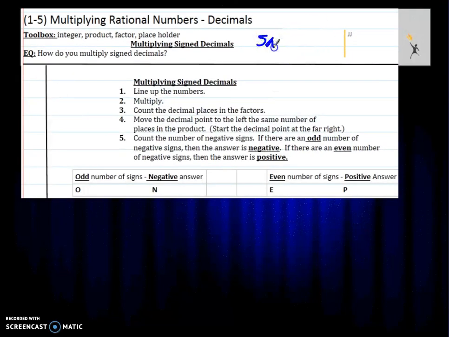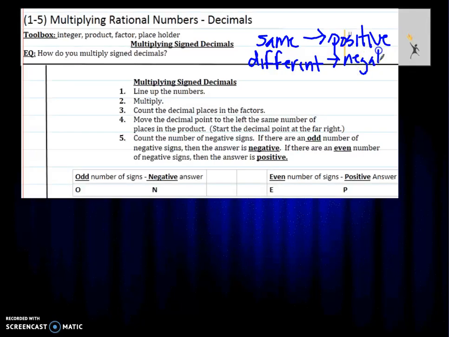If the signs are the same, the answer is positive. If the signs are different, the answer is negative. These are the rules for integers of multiplying and dividing.